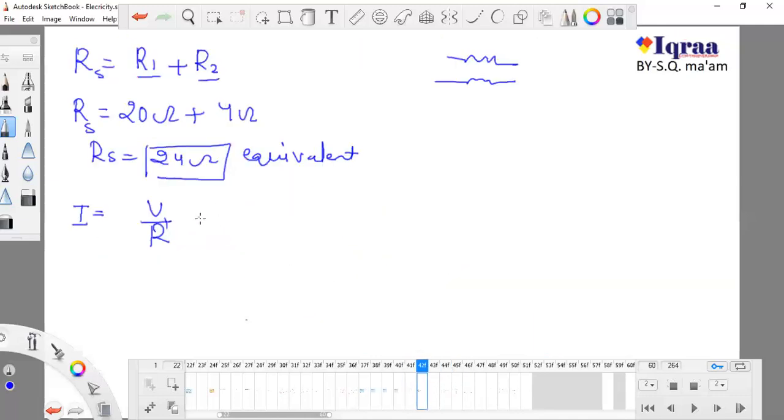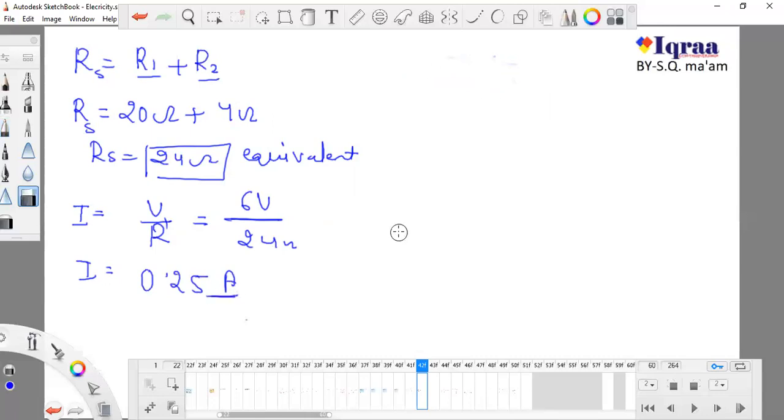Okay, so I'm using V by R, and I have to find out I. My V is 6 volt, it is given to me. And R is the common R, definitely that is 24 ohm. So my I will be 0.25 ampere. I have to find out a common I with the common value.